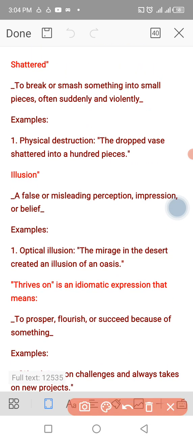Shatter means to break or smash something into small pieces, often suddenly and violently. Physical destruction: they dropped the vase and it shattered into a hundred pieces. Illusion means a false or misleading perception, impression, or belief. For example, the mirage in the desert created an illusion of an oasis.